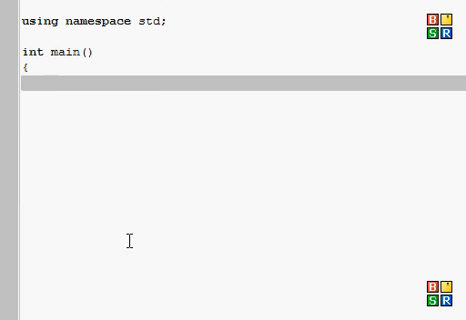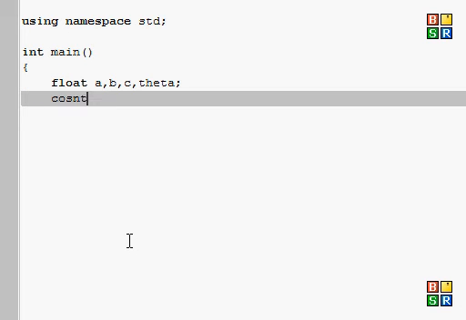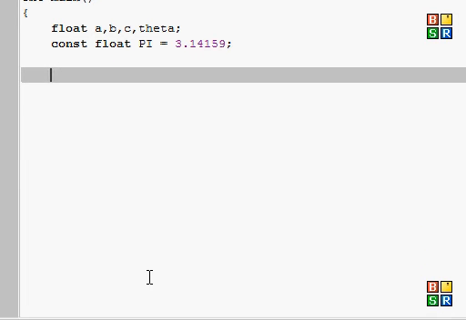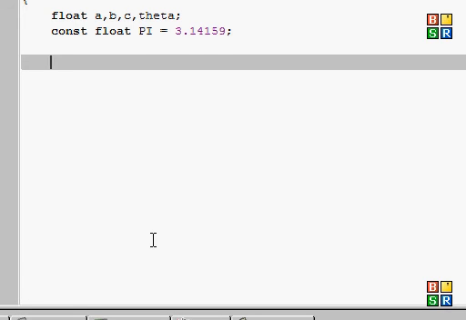So now we're going to declare variables. What are we going to need? We're going to use float. We're going to need A, B, C, right? We need theta, and then we're going to do a constant float pi. It's saying it's never going to change because pi is not going to change. So you declare it as a constant for variables that aren't going to be changing. It should be pretty self-explanatory.